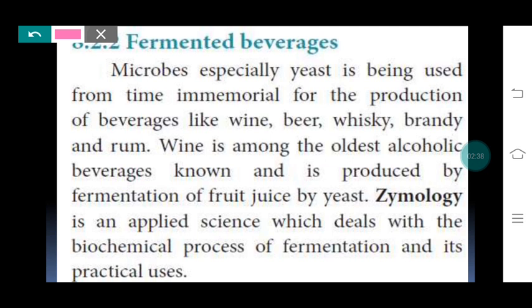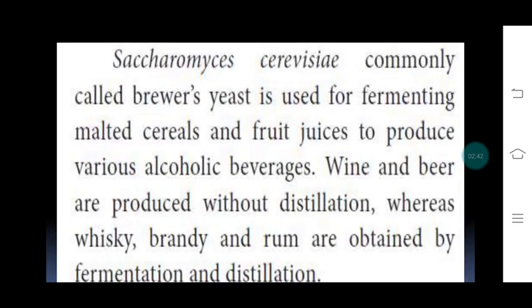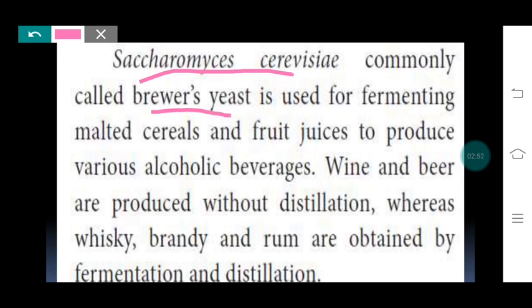Next, another important question: Saccharomyces cerevisiae. I have already told you, it's brewer's yeast, a book-back question. So Saccharomyces cerevisiae is commonly called brewer's yeast. It is used for fermenting malted cereals and fruit juice to produce various alcoholic beverages.